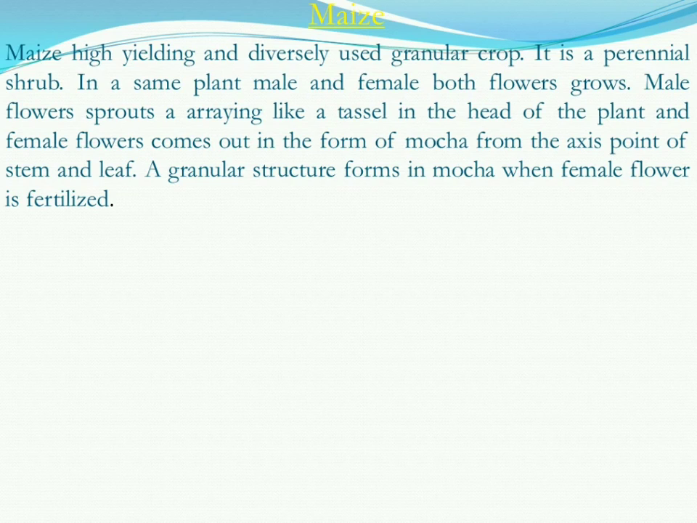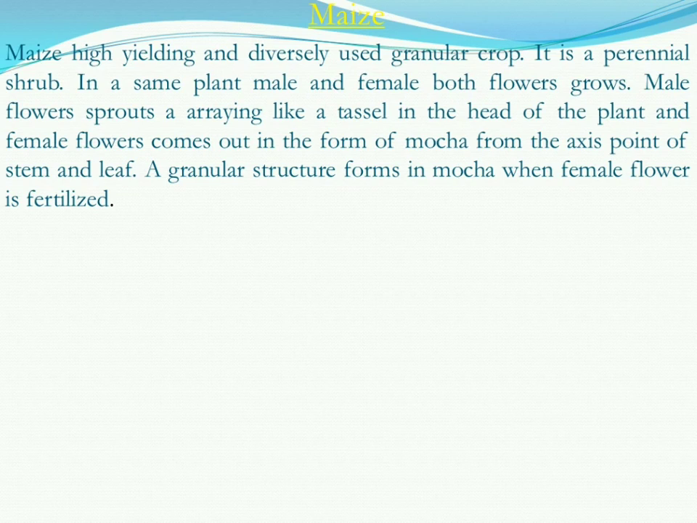So we got to know what type of plant maize is, the type of flower, and how it looks like, male flower, female flower, and how the mocha or granules form.